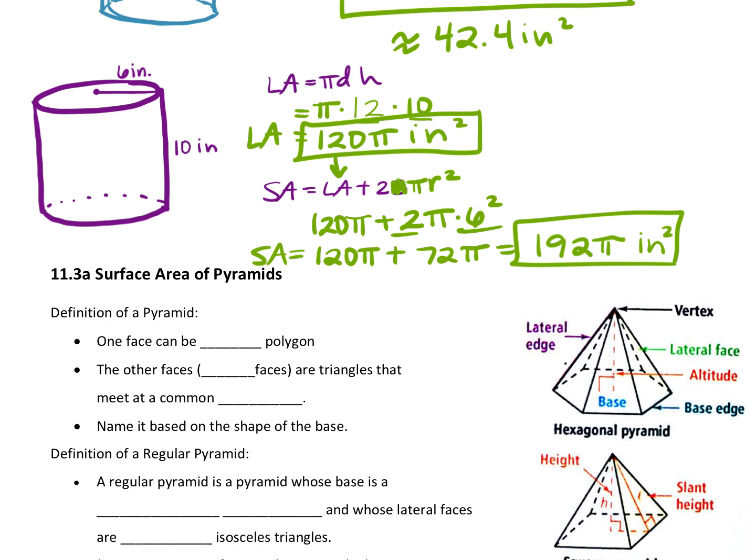Questions on that? So it's the same thing as yesterday. It's the same formula. It's just that now we're putting pi in for perimeter and pi in for area of the base.